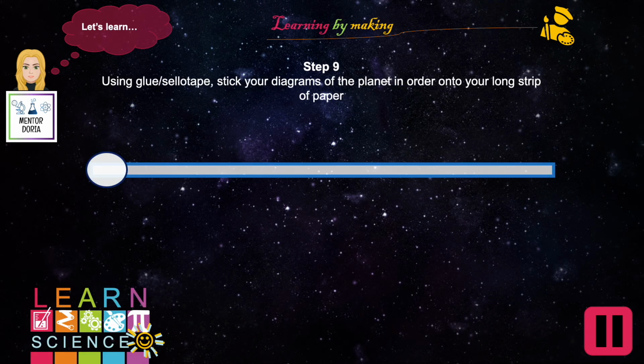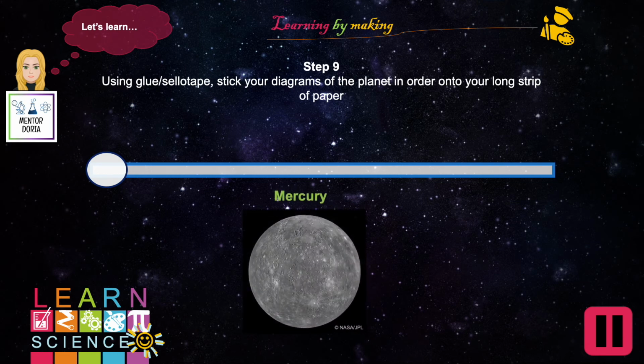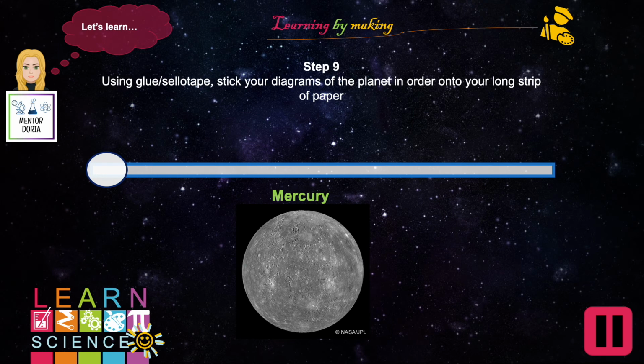Using either our glue or sellotape, we are going to be sticking our diagrams of the planets in order onto our long strip of paper. Do you remember which planet should go first? That's right, it's Mercury. Stick Mercury onto the very start of your long strip of paper.